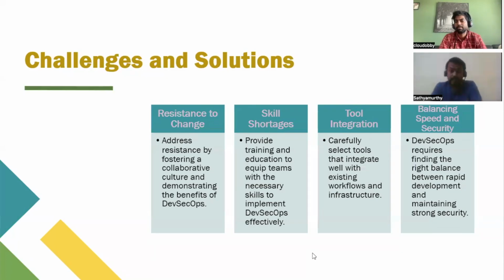Third point is tool integration. Carefully select tools that integrate well with existing workflow and infrastructure. Coordinating different tools used by development, operations, and security teams can be complex. Tools may have different interfaces, data formats, and APIs, making seamless integration difficult. Fourth point is balancing speed and security. DevSecOps requires finding the right balance between rapid development and maintaining strong security. Moving to the next slide.